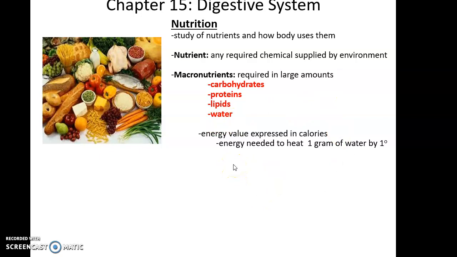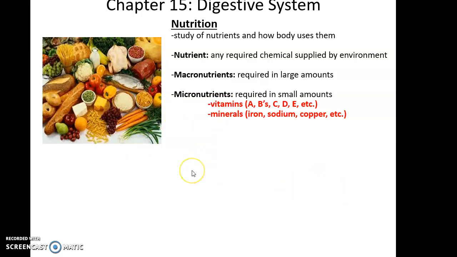And often we talk about food in terms of how much energy it has, and energy is expressed in calories. And a calorie is energy needed to heat 1 gram of water by 1 degree. You don't actually have to remember that. And then there are micronutrients, things we need in small amounts, and these are the things we call vitamins and minerals.